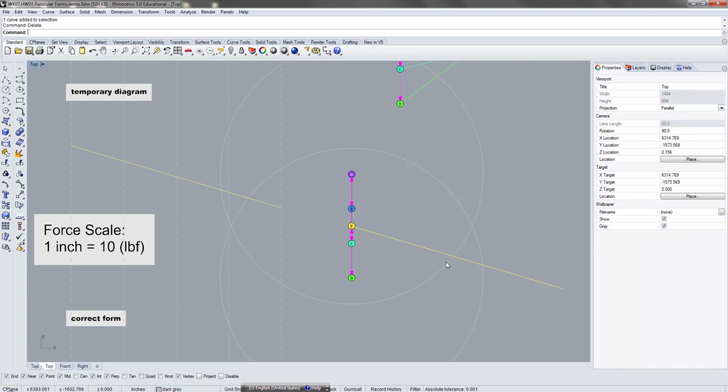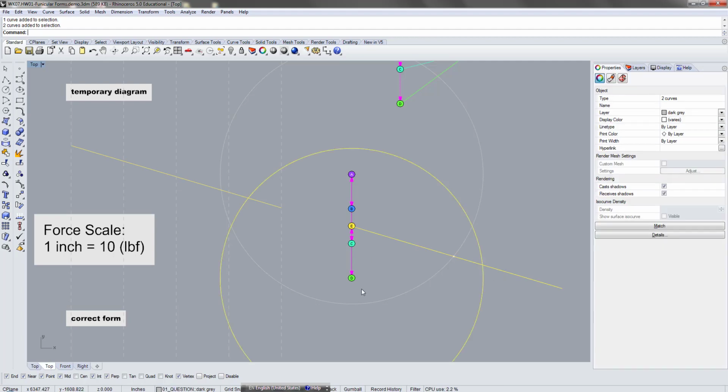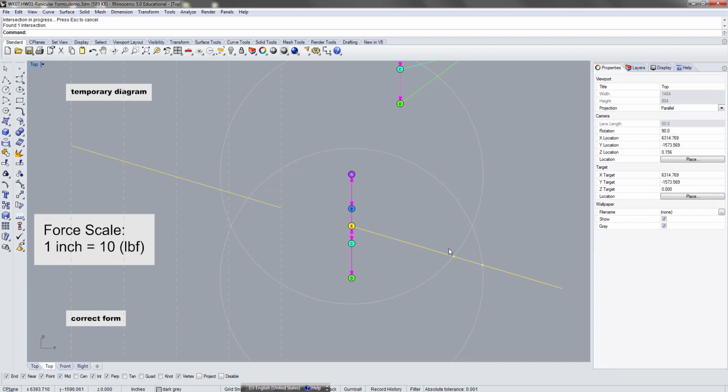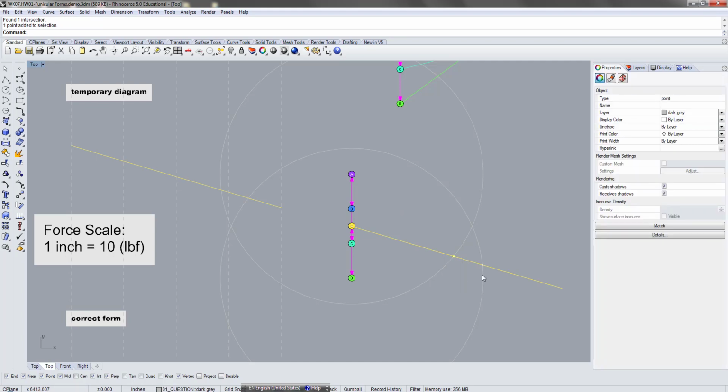So the intersection between the circle that I drew from point A and this diagonal line, and then the circle that I drew from point D and that diagonal line. And apparently the one from point A is closer, so that would be a limiting factor. So I'm going to delete this.